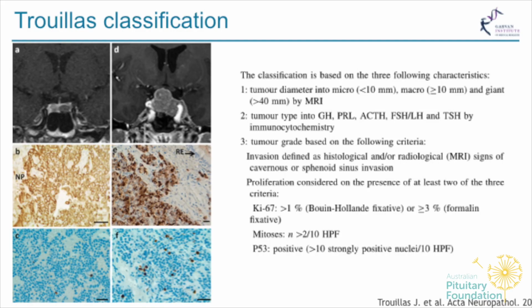This Trias classification was released a few years ago now, in 2013, and is basically what we use at the moment to help guide us into the future. So we look at the tumour diameter, we look at whether it was invading different structures, and we look at presence of proliferative markers like I talked about, Ki67 and mitotic count.